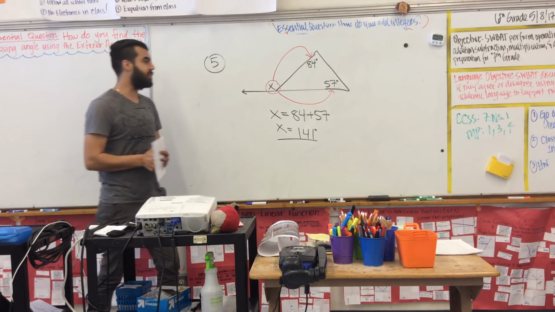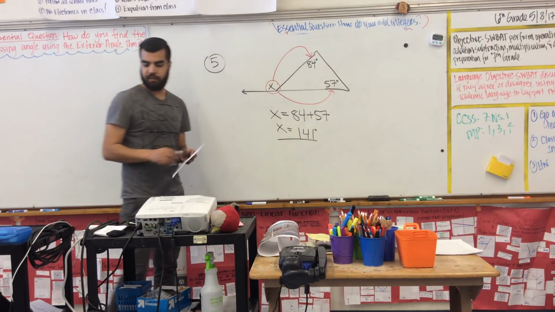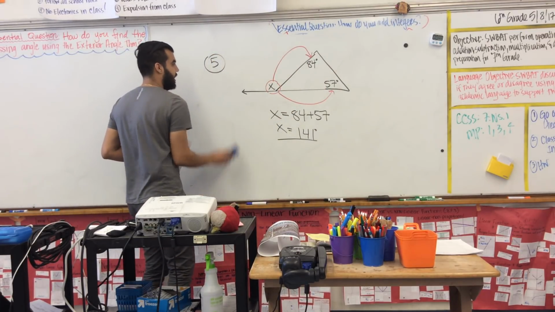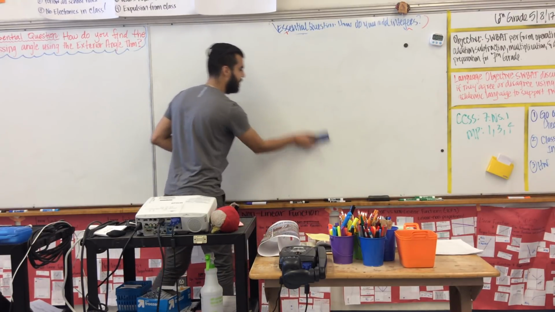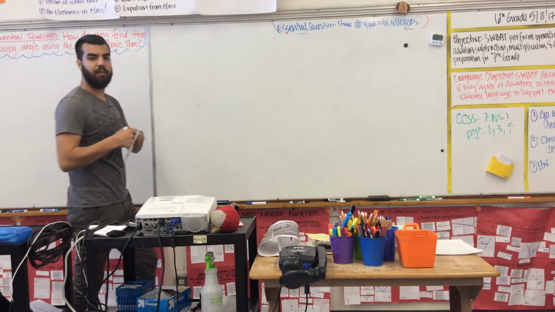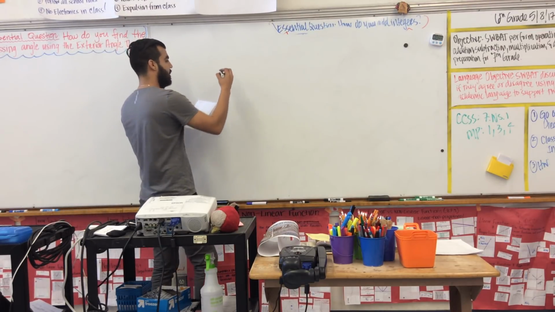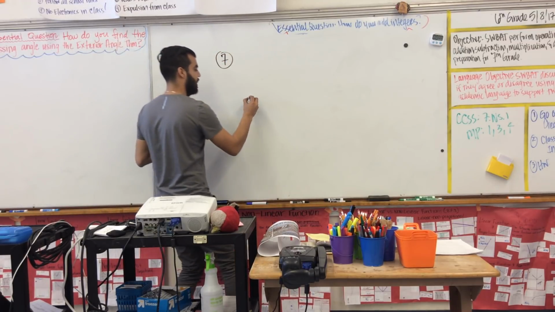And this is number 5 on the worksheet. So again, your exterior angle equals the sum of the two angles across from it. Let's go ahead and try number 7. These are pretty quick. Once you get the hang of it, it's the same thing. Your exterior angle equals the sum of the two angles across. Number 7. So we have something that looks like this.